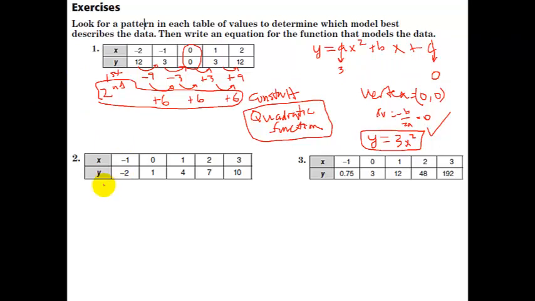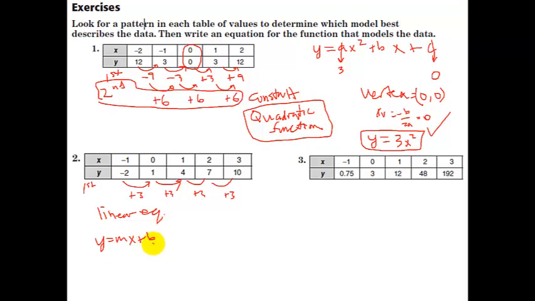Next one. Let's find the first common difference. From here to here is +3. From here to here is +3. From here to here, +3. From here to here, +3. The first common difference is constant, and so therefore we know this is a linear equation. So our formula is going to be y equals mx plus b.